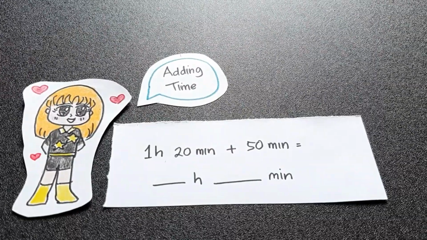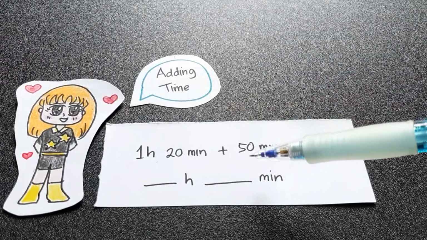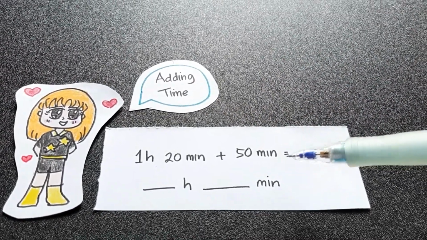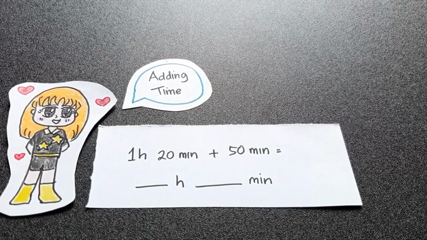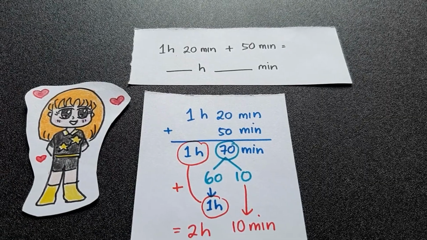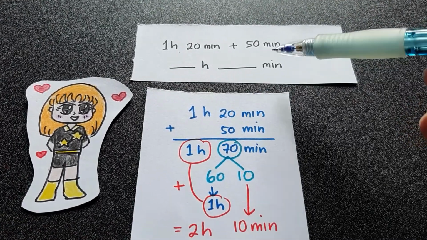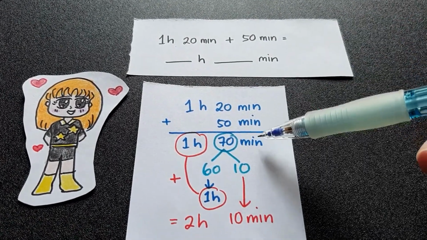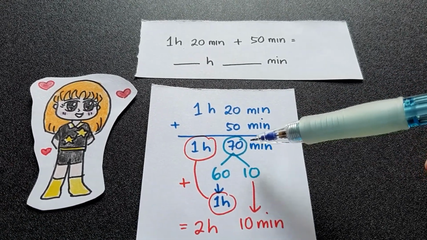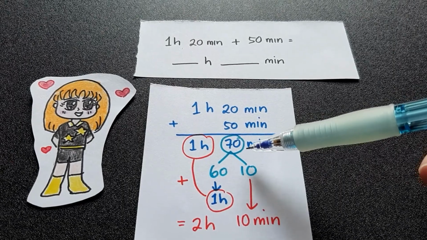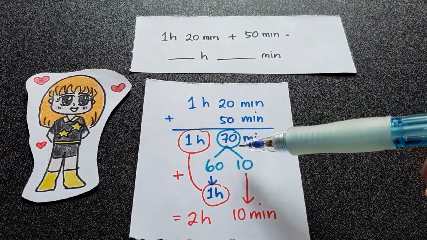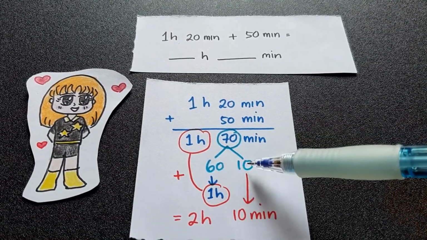How about this question then? 1 hour, 20 minutes plus 50 minutes. How to do this? Again, let's use the counting method. Now take a look. I put it like this, 1 hour and 20 minutes plus 50 minutes. Now 20 plus 50 is 70. Remember, in hours, the biggest number must be 60. So if it is more than 60, you have to divide it into two numbers like this.